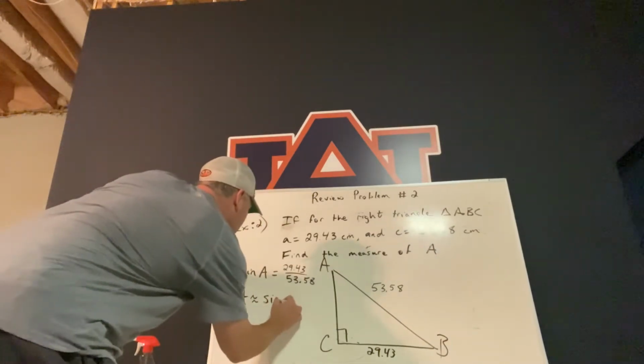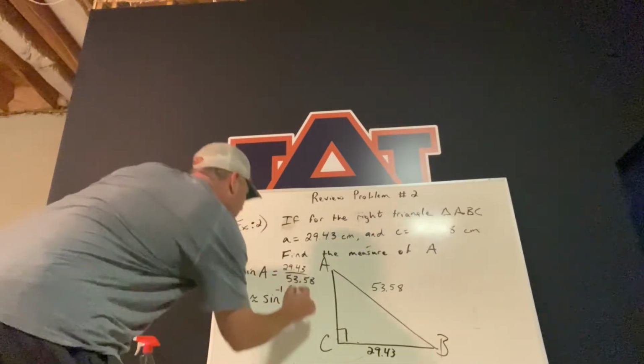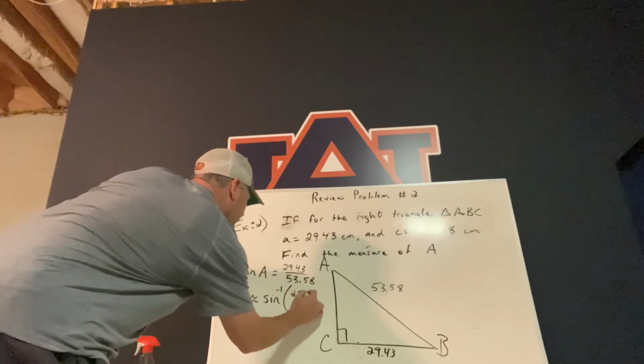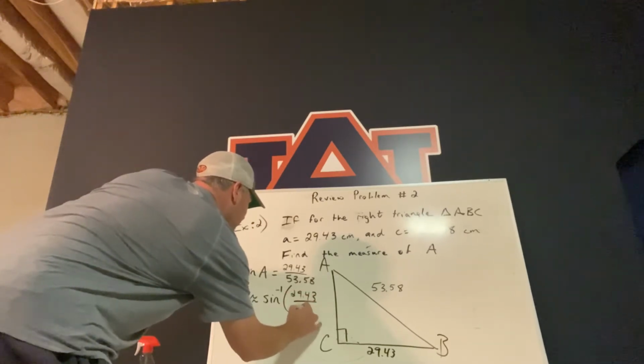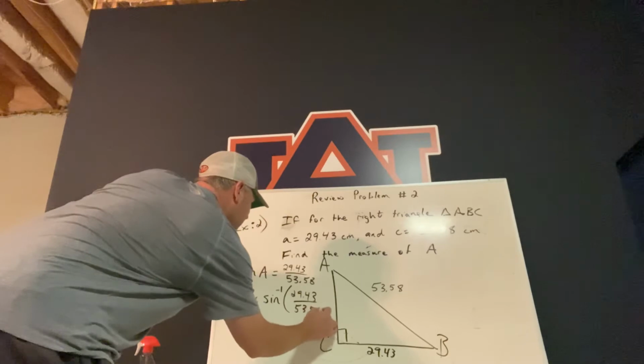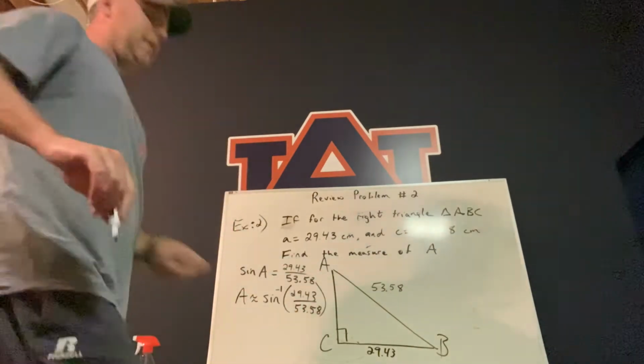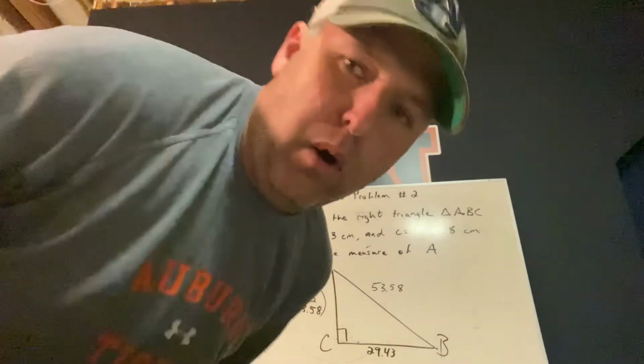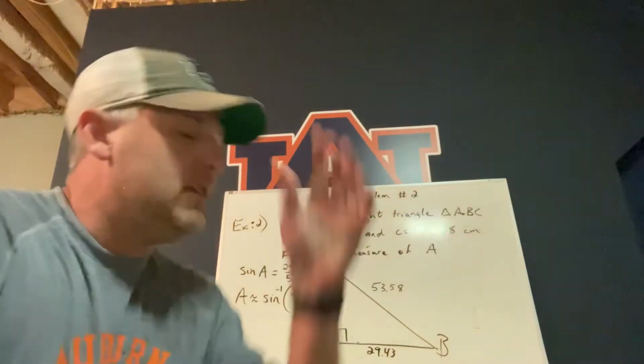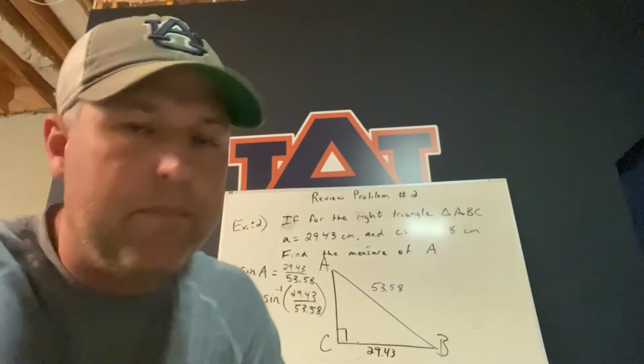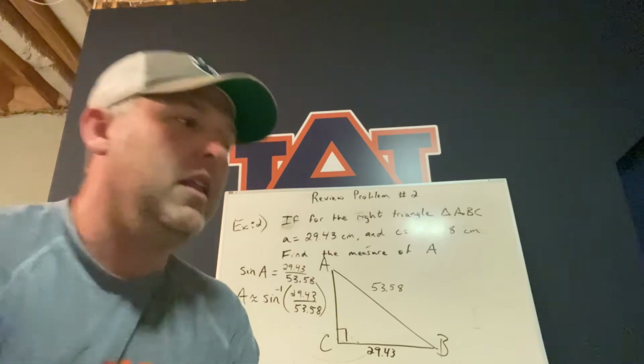Sine inverse of 29.43 divided by 53.58. Okay? And you do all this on your calculator. A scientific calculator works for this, okay? Works just as well as a graphing calculator.